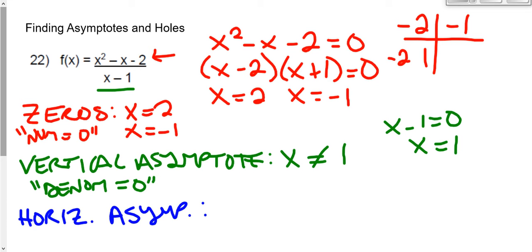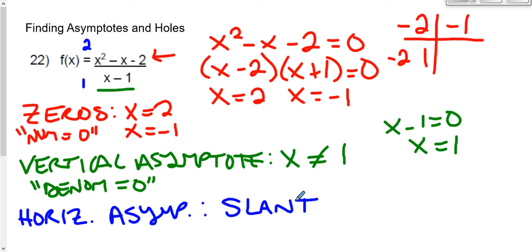All I have to do to find this one is to take a look at the degrees on top and bottom. The degree of my numerator is 2. That's the highest power of x. The degree of my denominator is 1. Because I have a higher degree in the numerator than the denominator, I have a slant asymptote. So I just write the word slant, and I'm done.